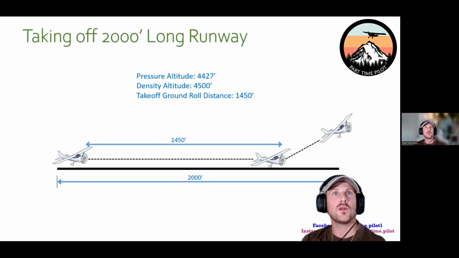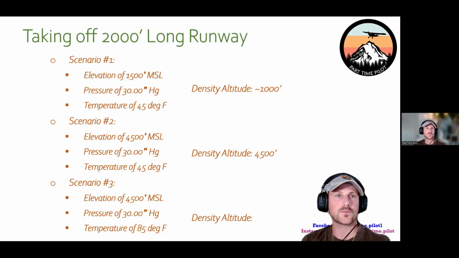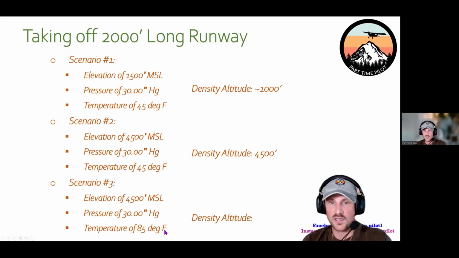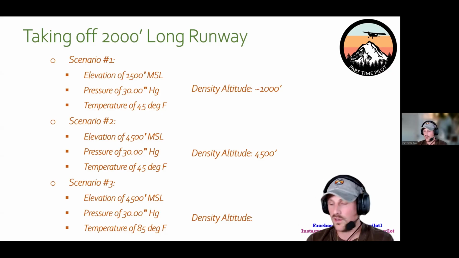All right, so let's go to scenario 3. Scenario 3, again, has 4,500 feet, 30 pressure. That's the same, but now our temperature is up to 85 degrees. So I'm going to let you guys calculate both the pressure altitude and the density altitude for scenario 3. So I'll give you guys a moment to do that. Some of you guys are on it already. Nice.